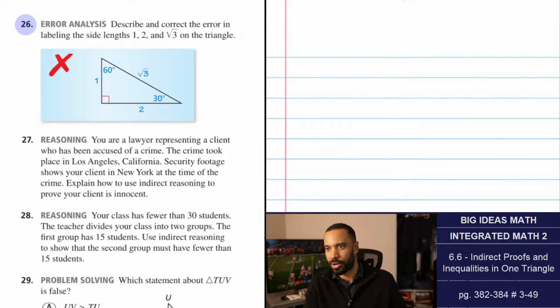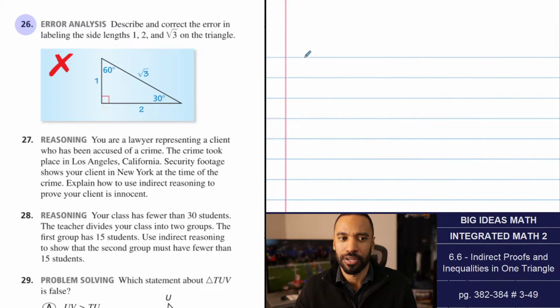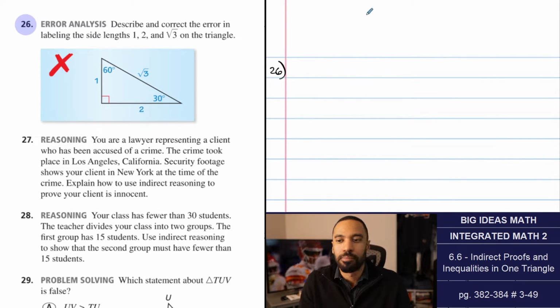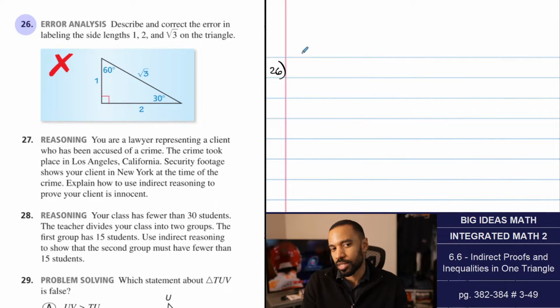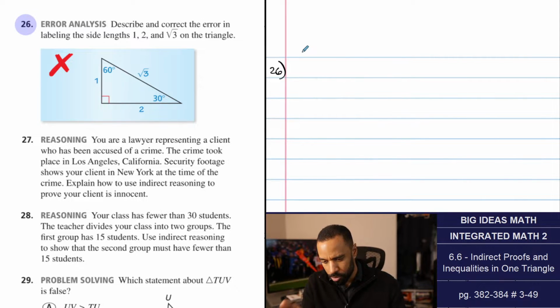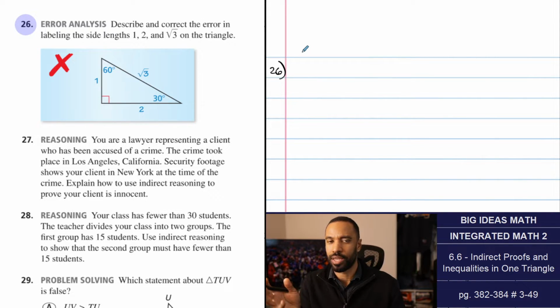Number 26, another error analysis question. Describe and correct the error in labeling side lengths 1, 2, and root 3 on the triangle. Now, I'm very familiar with the 1 to 2 to root 3 triangle, and I can tell you this is not the case. So the error here is this, and I can get a little deep into this. Not super, but I can help you out with this, even if you don't know trig, triangle similarity, and any of that stuff.